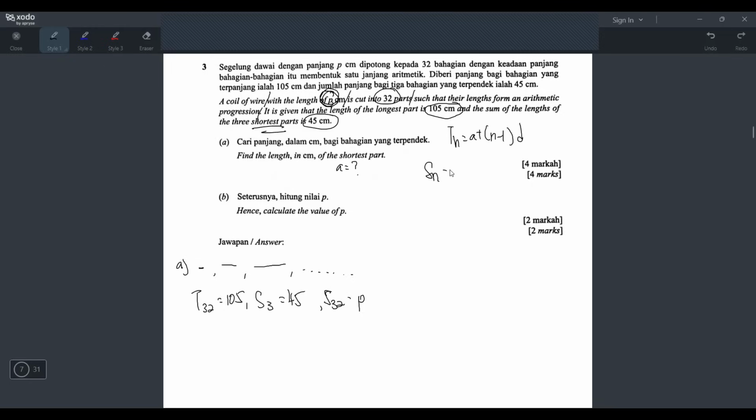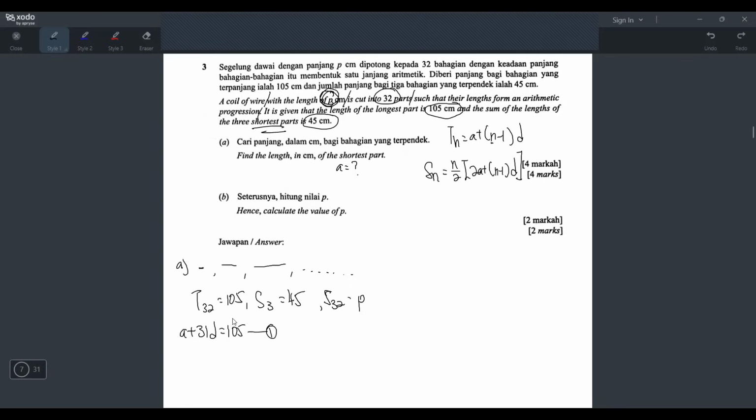And then for Sn later, we will also use the formula n over 2, (2A plus (n minus 1)d). So these are the two formulas we will be using for this question. So let's go, T32 means A plus (n minus 1), which is 31, d equals 105. This is my first equation. You don't have to substitute anything for A and d because you don't know A and d, right? You only know n. That's why n you substitute with 32 minus 1.